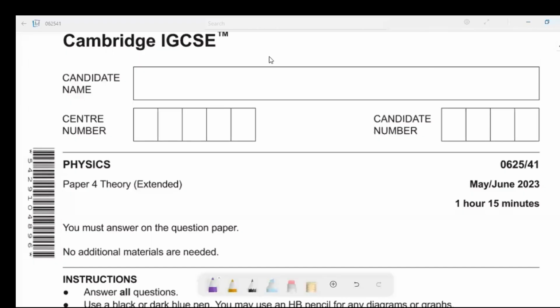Hi everyone. Today we will see Cambridge IGCSE Physics Paper 4 Theory Extended. This is May June 2023 Variant 4.1.